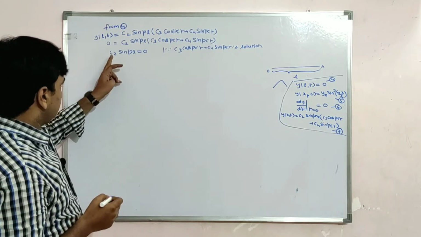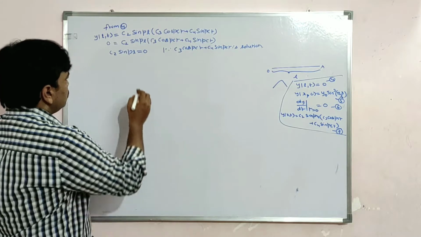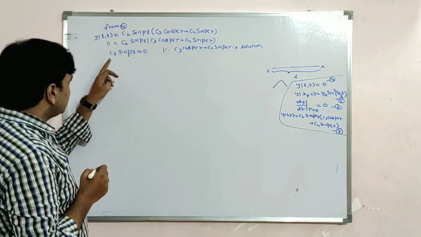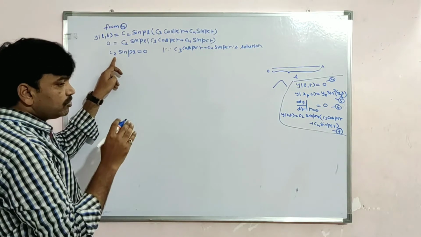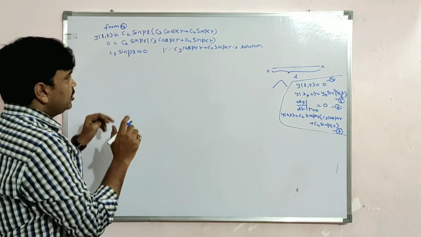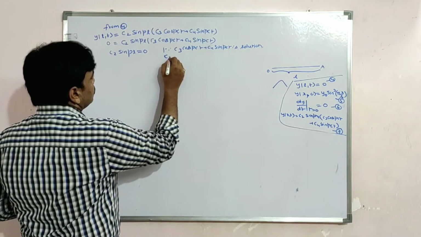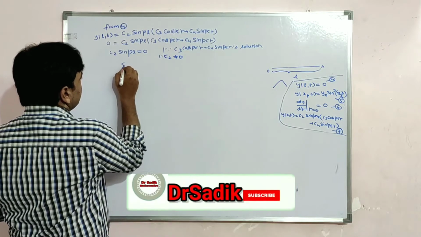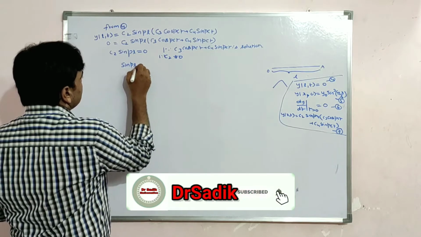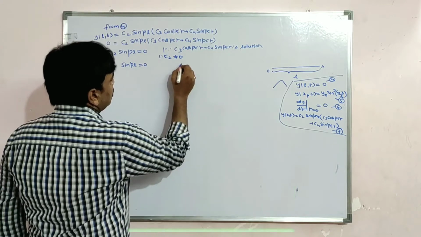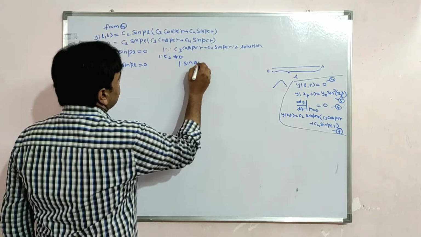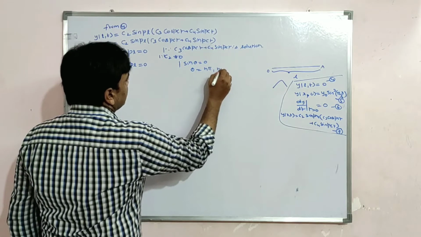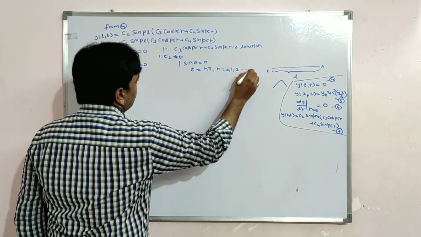Now again, students, C2 sin pL is equal to 0. Clearly here, if C2 is equal to 0, the general solution is 0, students. So here C2 is not equal to 0. Therefore, which is 0, students? Sin pL is equal to 0. Now we know sin theta is equal to 0, that means theta is equal to n pi, where n is equal to 0, 1, 2, and so on.